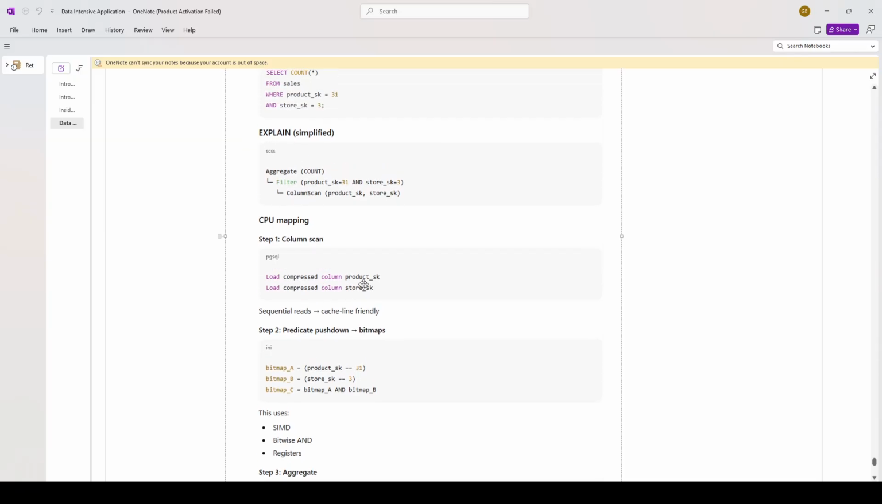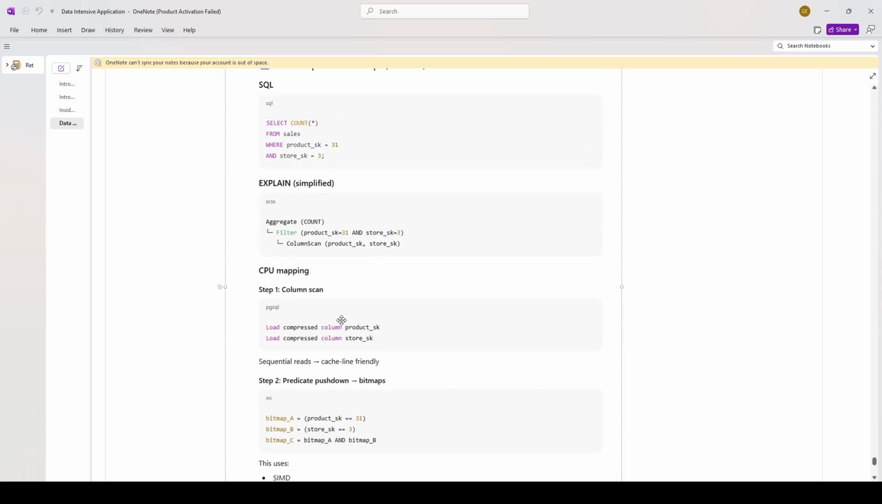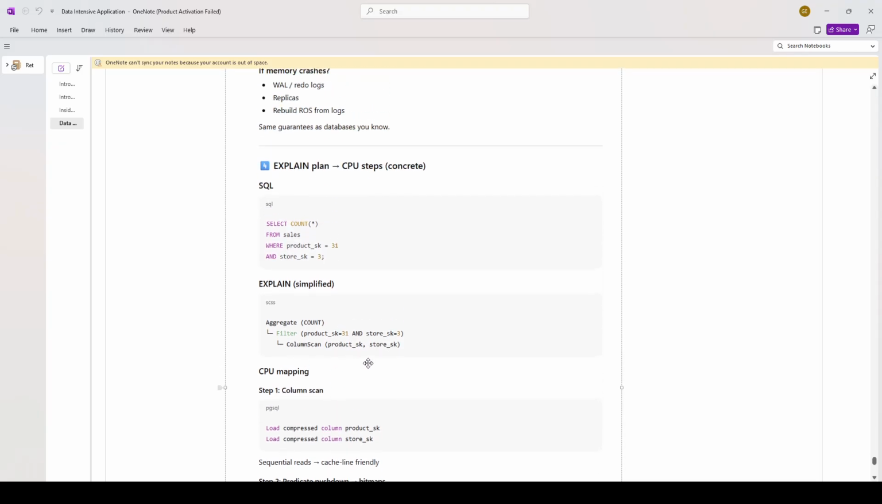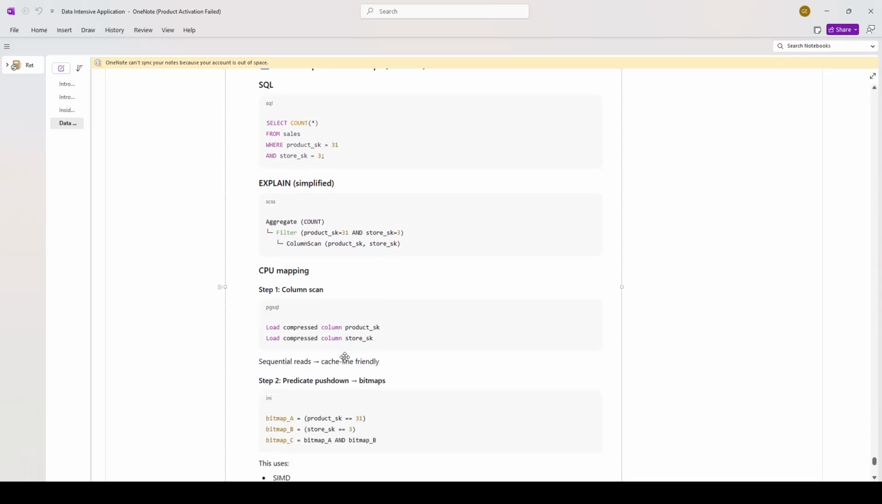So in the CPU, we load the compress column product_sk and load the compress column store_sk. And the CPU has vector units, execution units that can execute this. It's sequential reads and cache line friendly. So it's fast and the CPU is able to execute this easily.